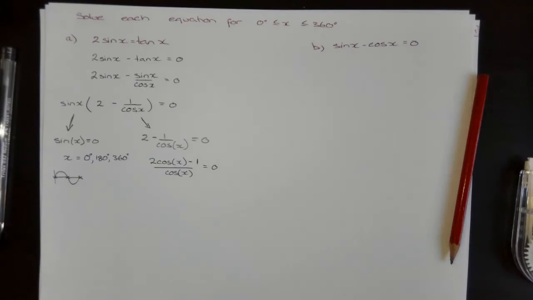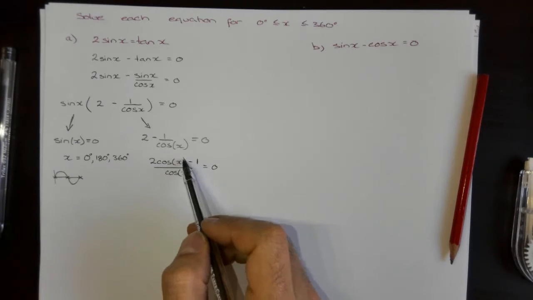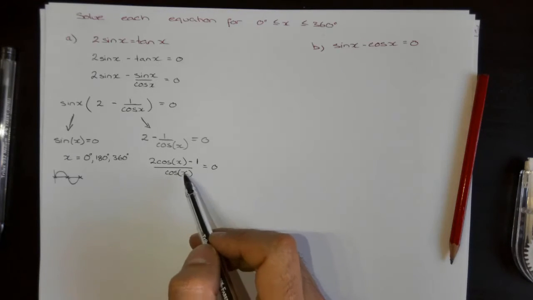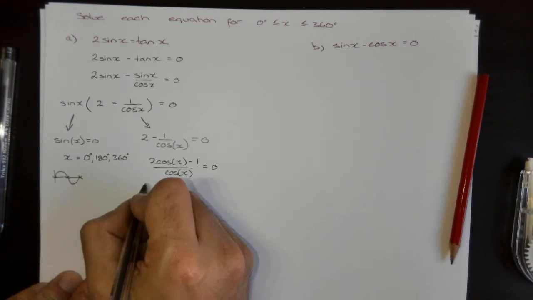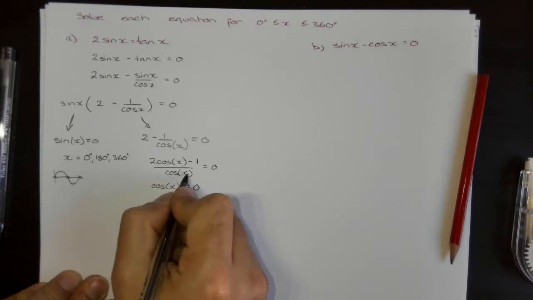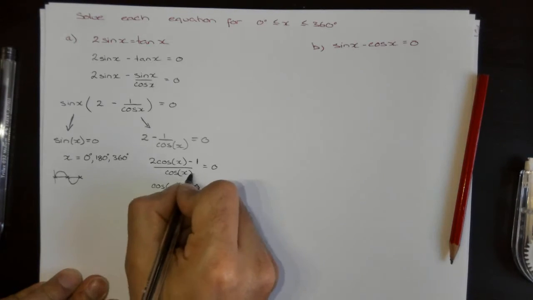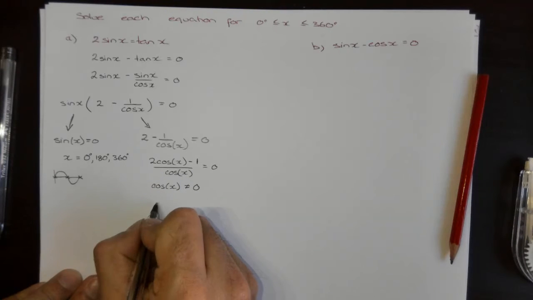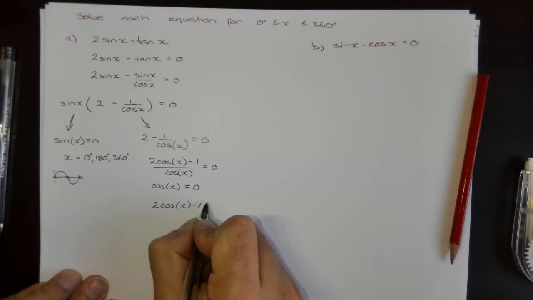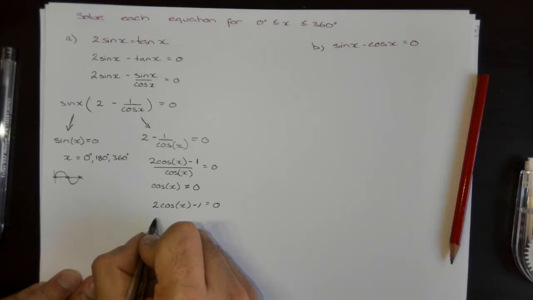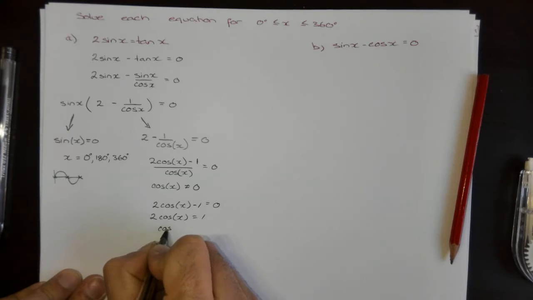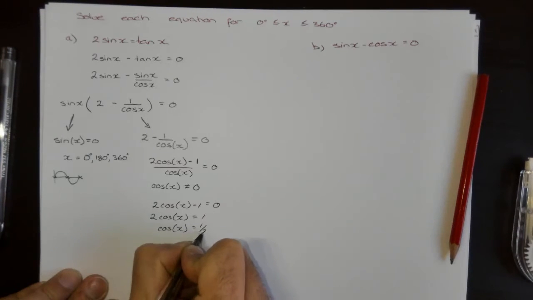Well, a number minus a number divided by a number is fine, as long as the denominator is not 0. So cos of x can't equal 0. As long as the denominator is not 0, we really get 2 cos of x minus 1 equals 0. And so 2 cos x equals 1, and cos x equals a half.